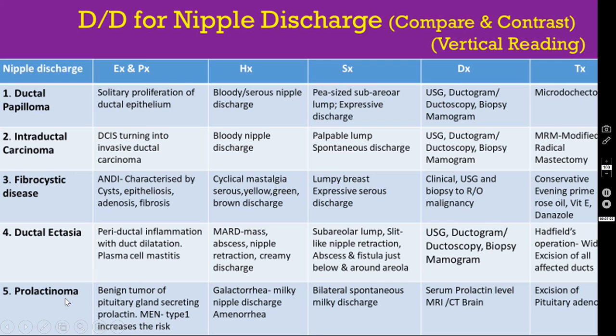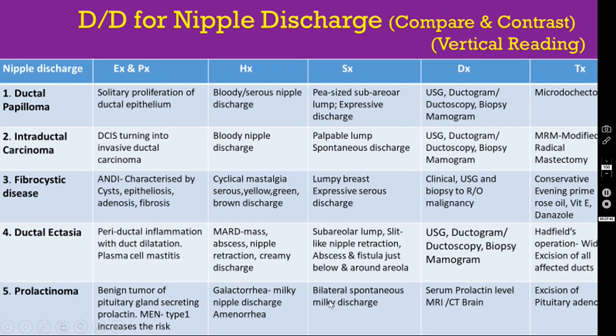And coming to the prolactinoma, this is a benign tumor of the pituitary gland secreting prolactin hormone. If the patient is having MEN type 1, then that is having increased risk to develop prolactinoma. History, patient will be having profuse milk discharge or galactorrhea, milky nipple discharge. Many of the patients will also have amenorrhea. If a patient is a non-pregnant woman with a profuse milky nipple discharge and amenorrhea, you have to rule out prolactinoma by doing an MRI of the brain.